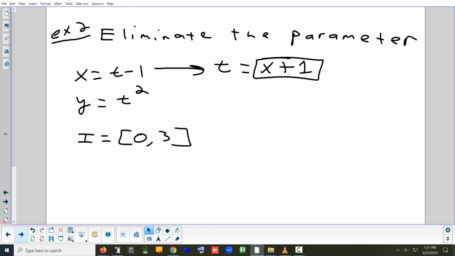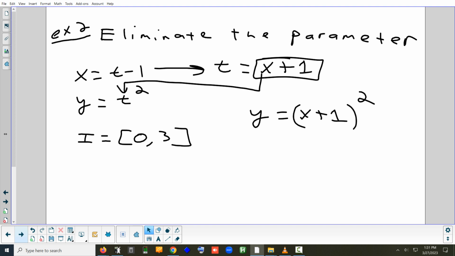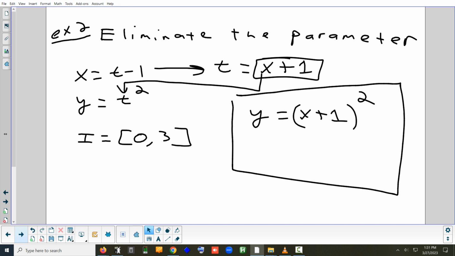Now, what do you do with that x plus 1? Put it where t is. And now you'll have a formula without t. It's y equals x plus 1. Sorry. So there's your formula. But we know that the original problem had a restriction. That restriction needs to be carried over to this formula.